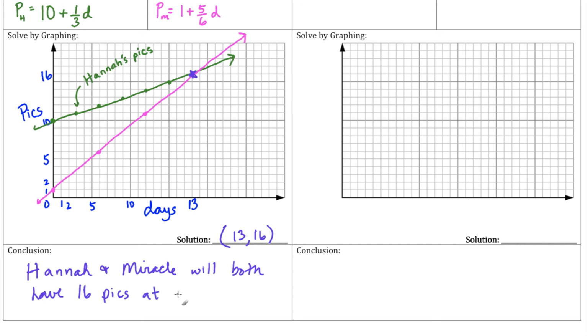At 13 days. And remember, because at 14, 15, 16, they both have different ones. So before 13 days, they have different amounts of pictures, and after 13 days, they have different amounts of pictures. It's right at 13 days that they both have 16 pictures. If it helps you, instead of writing it like this, you can also say at 13 days, Hannah and Miracle will both have 16 pictures, if that's easier for you. So let's go to the next one.